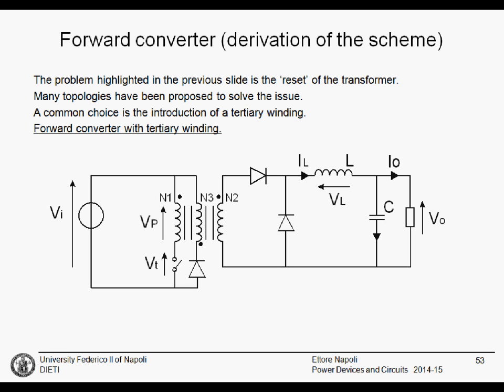As previously said, this problem is the reset of the transformer. There are many topologies that have been proposed to solve this issue. Please note that for a good design, the magnetizing inductance is quite small, hence you just need a low power energy flow path to discharge this magnetizing inductance, but you need to discharge it. Otherwise, after a number of switching cycles, this energy will become too large, and the transformer doesn't work anymore.